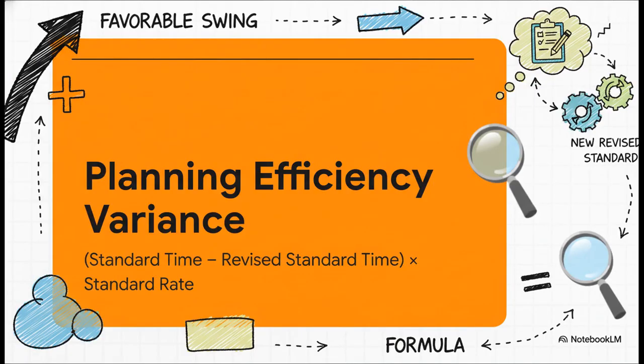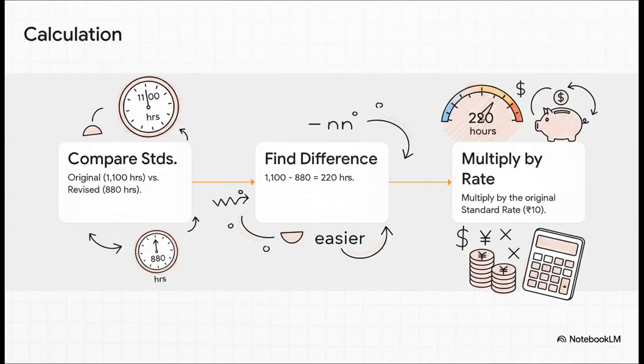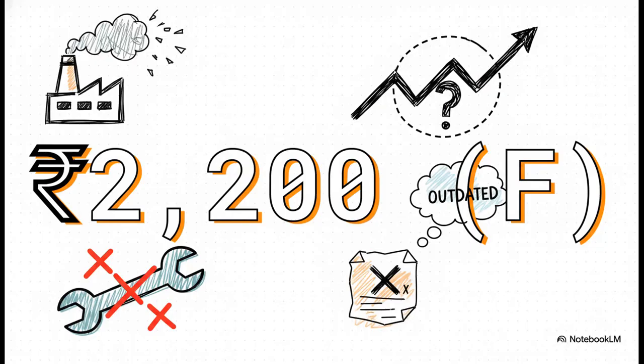Okay, so you're probably asking, wait a minute, where did that favorable variance from the first calculation go? Well, it's hiding in the planning variance. This formula's only job is to measure how bad the original budget was. It compares the old, easy standard to the new, realistic one. So here's what we do. We take the original 1,100 standard hours and put it up against the revised 880 hours. That difference of 220 hours, that's pure budget error. That's how much extra time the original plan had baked into it. We just multiply that by the original standard rate. And what does that give us? A 2,200 rupee favorable variance.